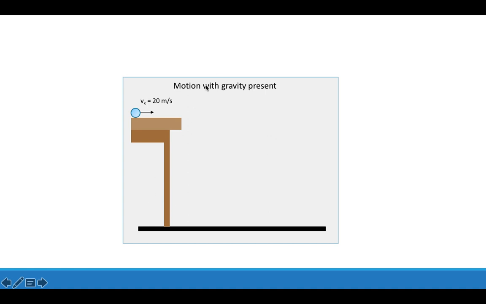So let's look at, again, this motion with gravity present and see what our velocity looks like. In this case, I have that same object. It has a velocity in the horizontal direction on the table of 20 meters per second, so it covers the same distance every second. As it leaves the edge of the table, at time t equal to 0, the velocity is along the horizontal direction, and it's 20 meters per second.